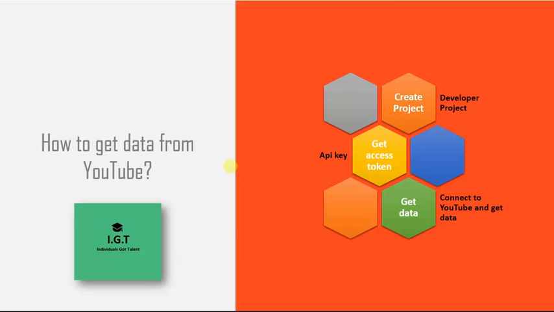To get data from YouTube, first we need to create a project in Developers Console and get an access token by creating credentials over there, which is an API key. So this API key is used to get data from YouTube by connecting to it. So first, let's learn how to create a project.